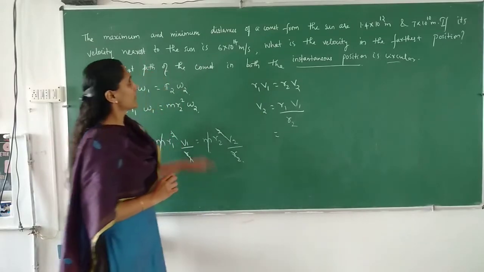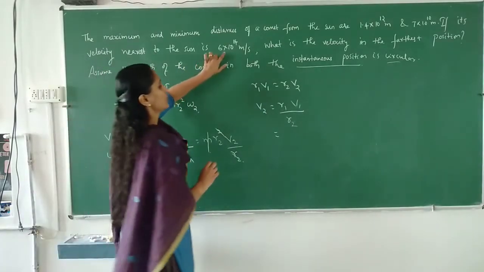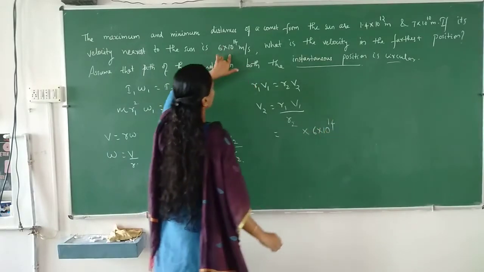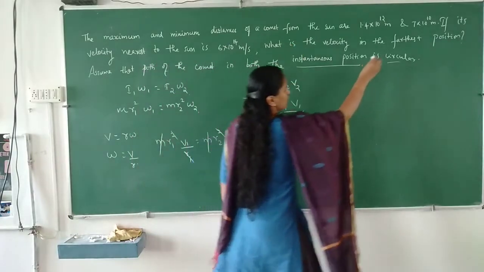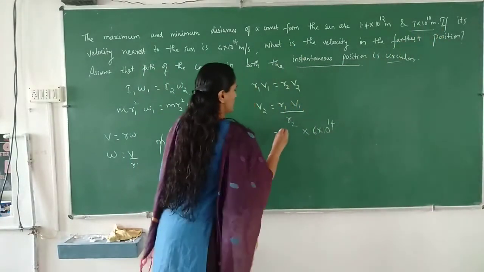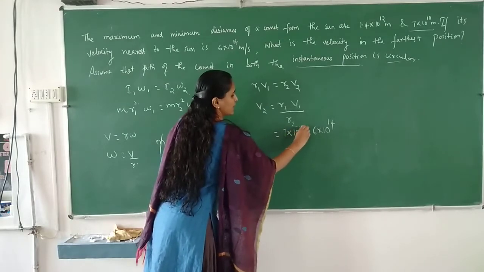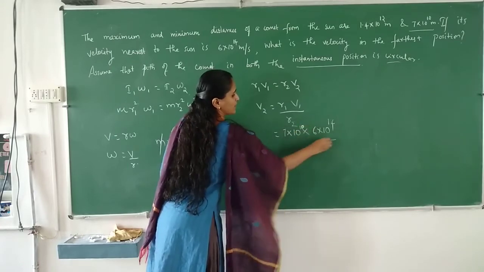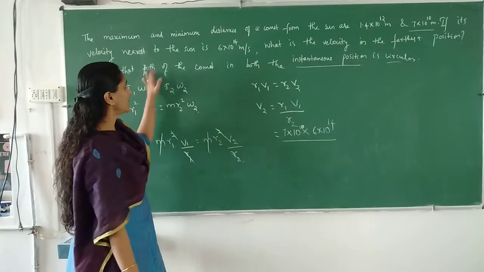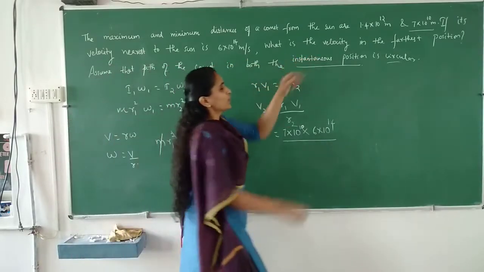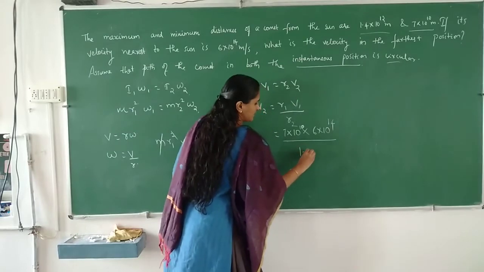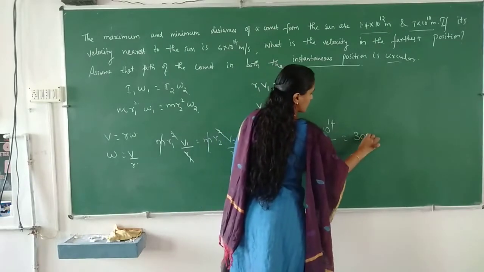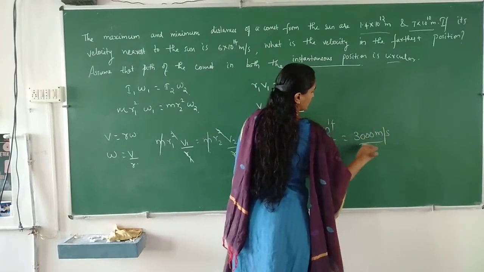What is r1 v1? The velocity at the nearest position is 6 into 10 raised to 14, and the nearest distance is 7 into 10 raised to 10. That is 7 into 10 raised to 10 times 6 into 10 raised to 14, divided by R2. R2 is 1.4 into 10 raised to 12. If you simplify, you will get 3000 meter per second.